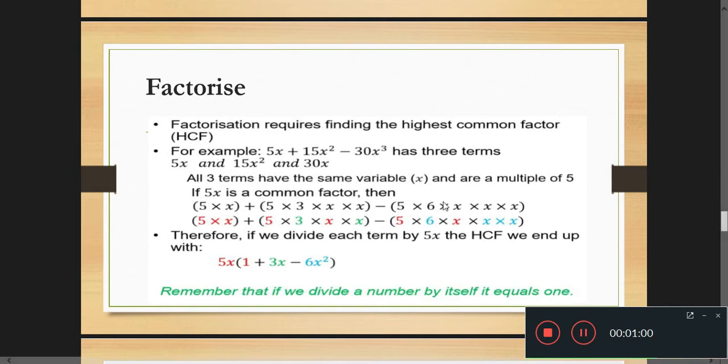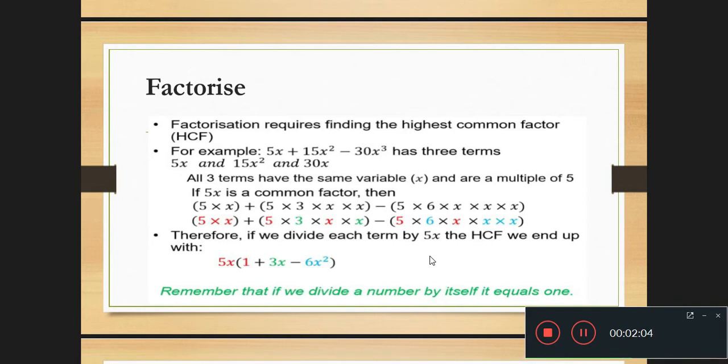For example, we have the expression 5x plus 15x square minus 30x cube, which has three terms: 5x, 15x square, and 30x cube, which is the third term. In all these terms, x is present and the coefficients are multiples of 5. So all these terms are multiples of 5 and x. These are the factors of the terms separately. The factors of 5x are 5 into x, plus 5x square is 5 into 3 into x, minus 30x cube is 5 into 6 into x, x, x, x three times. Therefore, we divide these terms by the HCF.